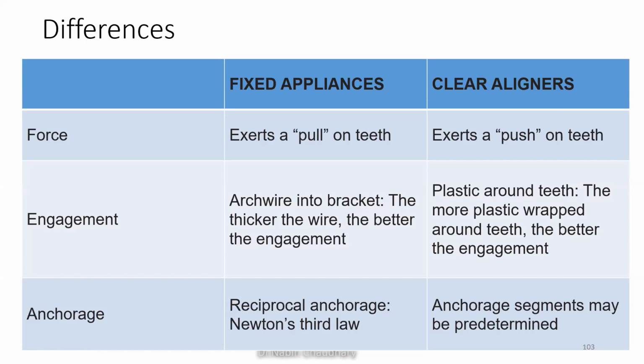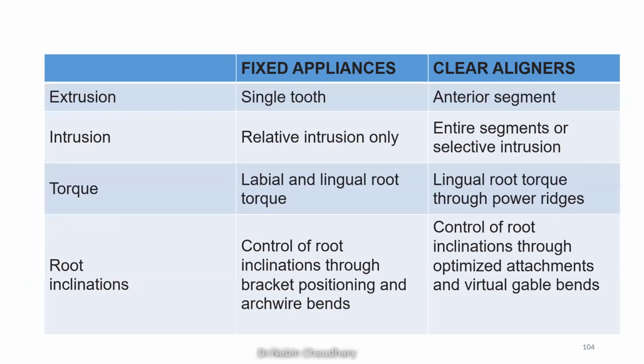Whereas in case of the clear aligners, plastic is wrapped around the teeth, and thus the more plastic is wrapped around the teeth, the better the engagement. And in case of the anchorage, in case of fixed appliances, this generally follows the principles of Newton's third law, and that is the reciprocal anchorage. Whereas in case of clear aligners, the anchorage can be predetermined in the CLINCHECK program.